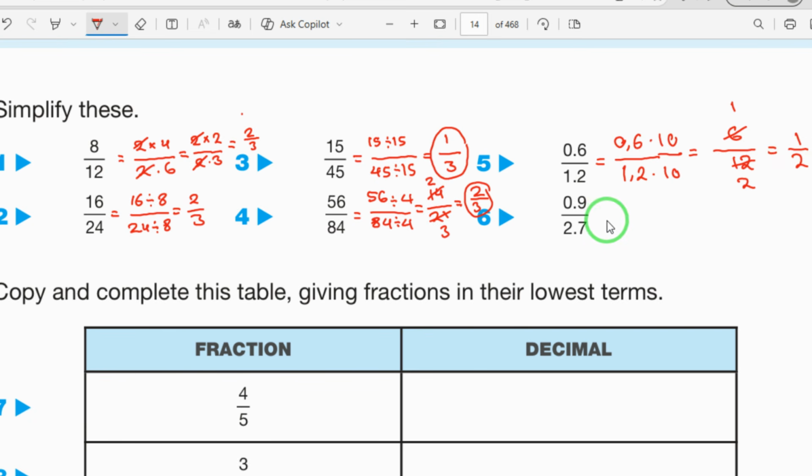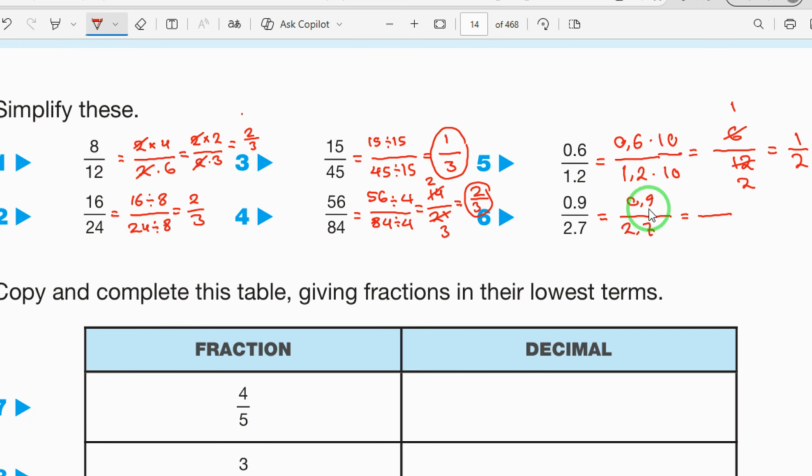And come to question number 6. Here we have 0.9 over 2.7. How can we simplify? Also, we have a property in decimal fractions that we can move the decimal point in numerator and denominator to the right side or the left side.